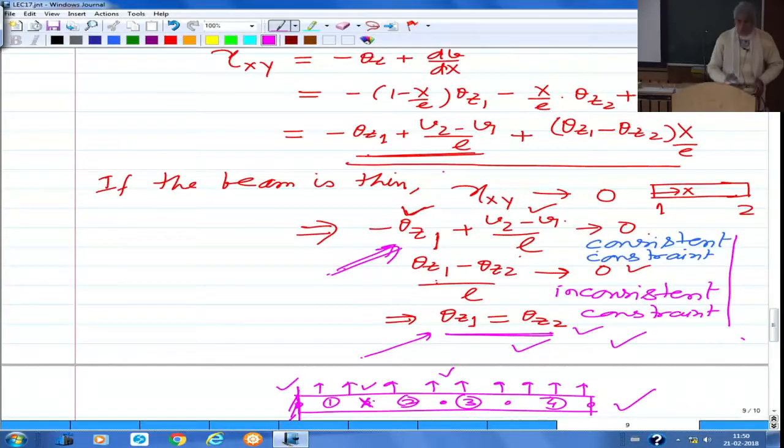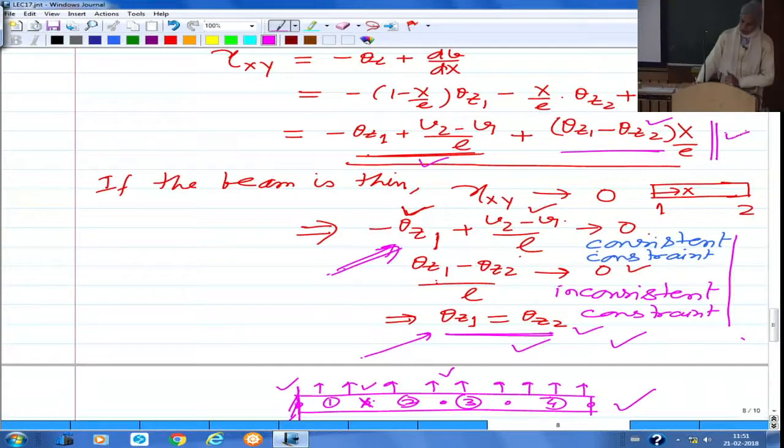which is given by this expression. It has a constant term which has both theta z as well as v terms. We have a linear term which has only theta z, and this is what is actually causing the problem. In our stiffness matrix contribution, or in the energy contribution, if this term is not there, the problem would be solved. Because if this term is present in your equation, then theta z1 equal to theta z2 is going to be enforced when you use this element for thin problems. So if this term is not there, the problem would be solved.